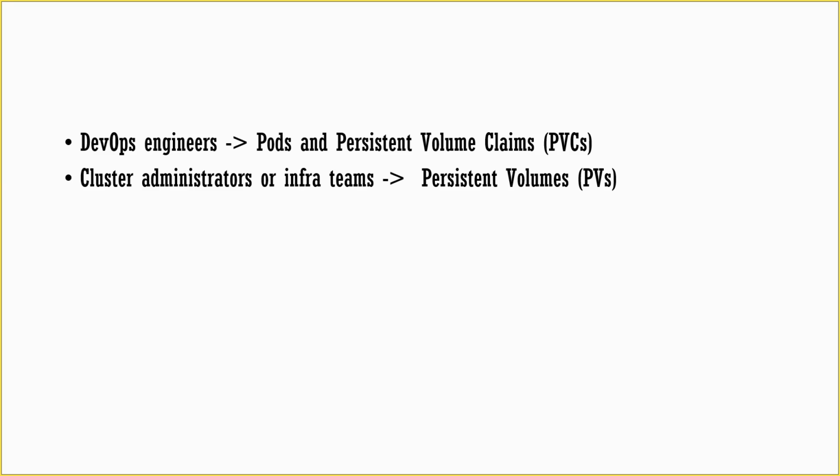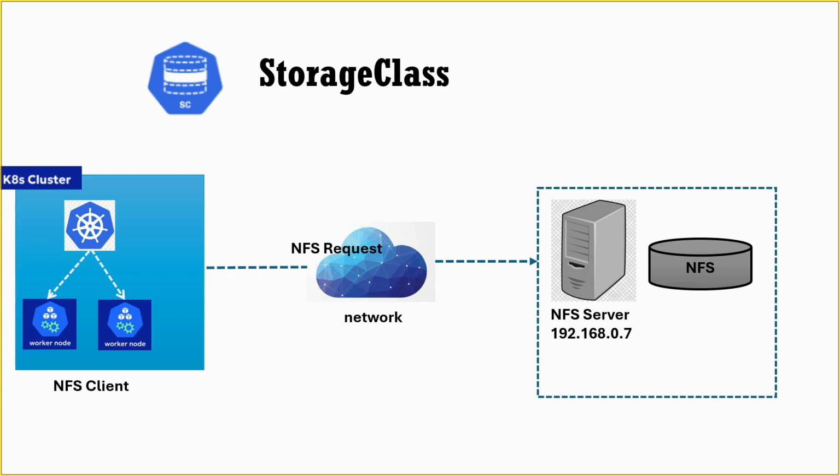So we need a way to create persistent volumes automatically whenever storage is requested. And that is exactly where storage class comes into the picture. Now what is a storage class? A storage class is another Kubernetes resource that allows dynamic provisioning of persistent volumes. In simple words, instead of creating persistent volumes manually, Kubernetes can automatically create them when a PVC is requested.